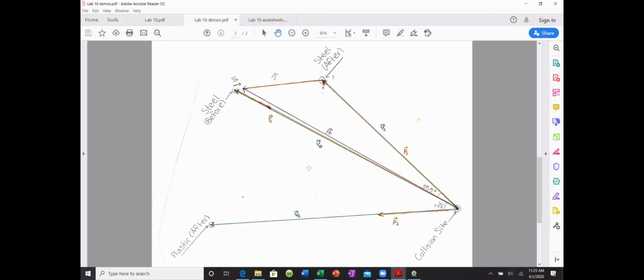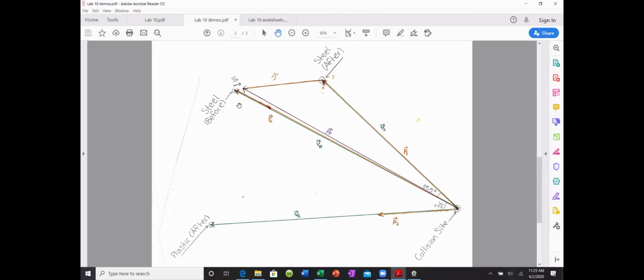Okay, remember what the collision was like. It was steel guy descended a ramp and hit a stationary target. There was only one object moving before the collision, which was the steel guy. So there's nothing to add to P0 to get the total initial momentum, because the steel object before the collision was the only object moving.